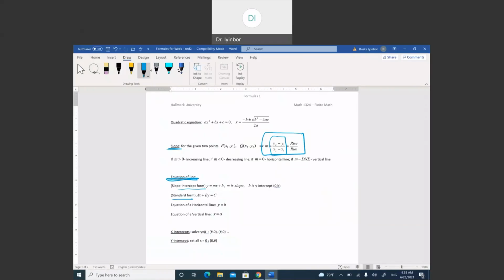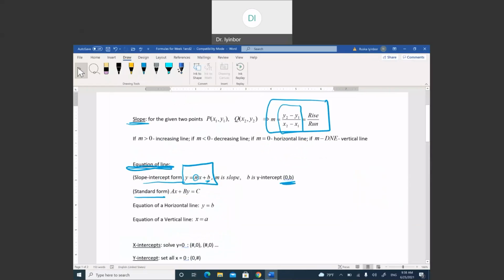So if the equation is in slope-intercept form, which is y equals mx plus b, the number in front of x is the slope, and the number with no x is the y-intercept. And the y-intercept looks like (0, b). Okay? I'm going to make it bigger so you can see better.